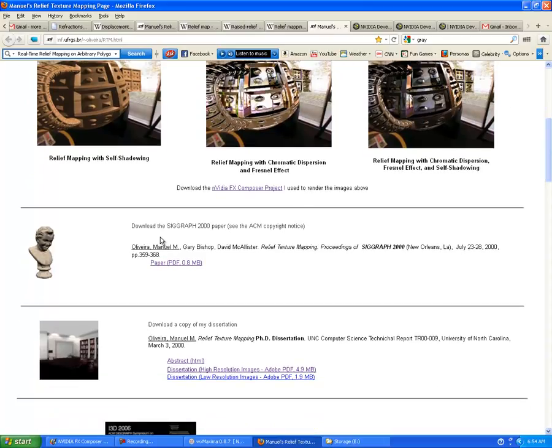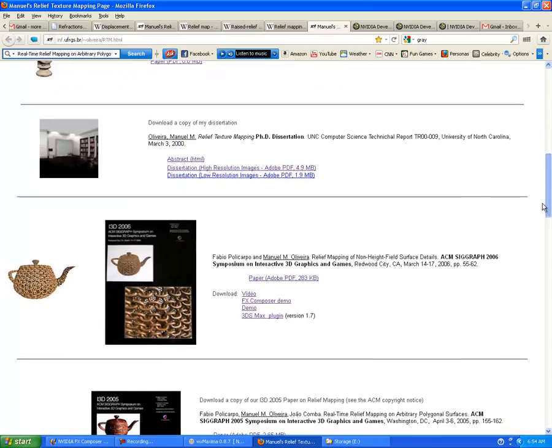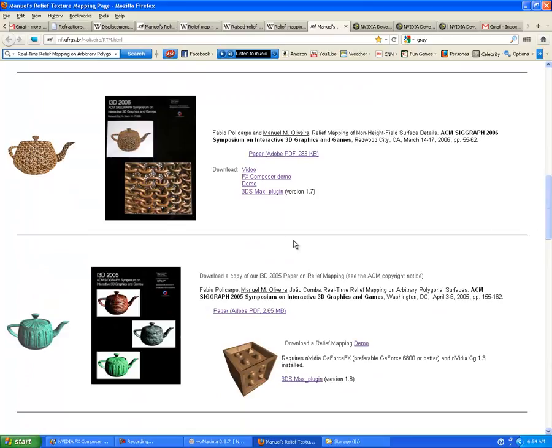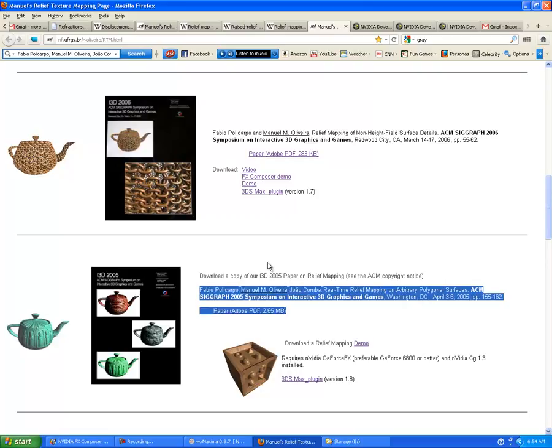Here is the lighter version for you to read through, if you want to just read through his relief mapping techniques that he did his dissertation off of. And then of particular interest, this is actually the method we're going to be manipulating and working with, the 2005 approach.